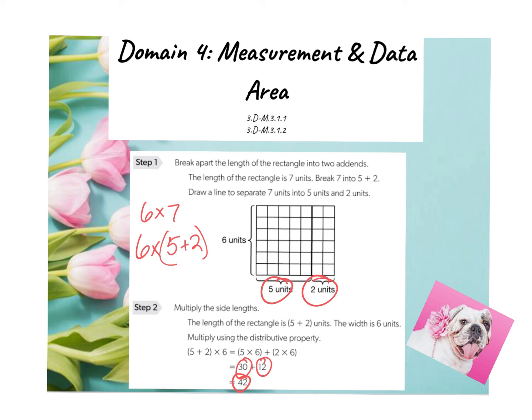So you can use either the counting all of the squares strategy, where you're counting every single square. You can also use a strategy where we do the length times the width, or we can break down one of those bigger numbers like the 7 into 5 and 2 by using the distributive property. So any of those strategies will work for finding area. Choose the best one that works for you, friends. Great job.